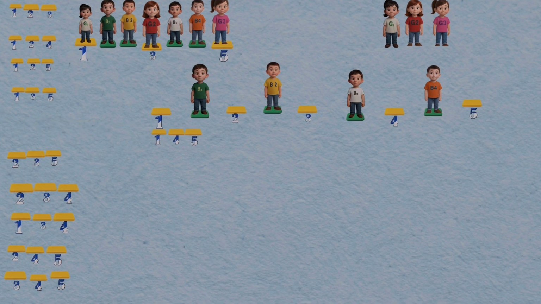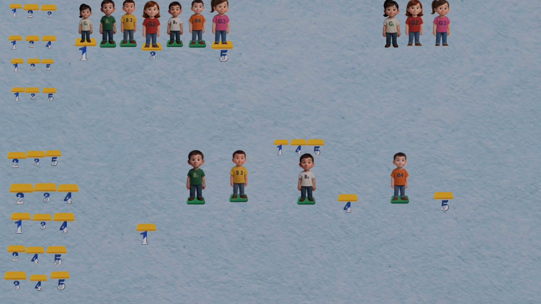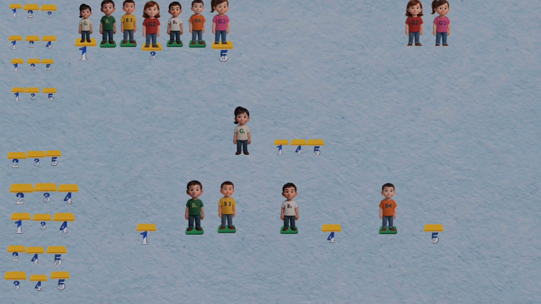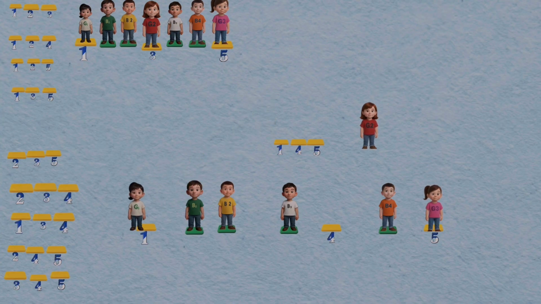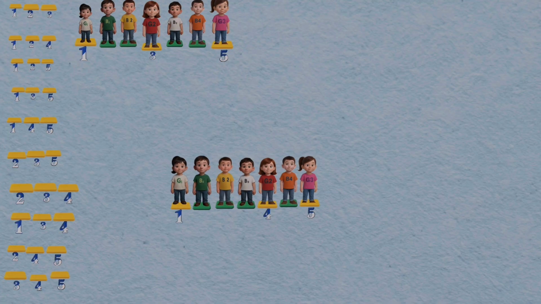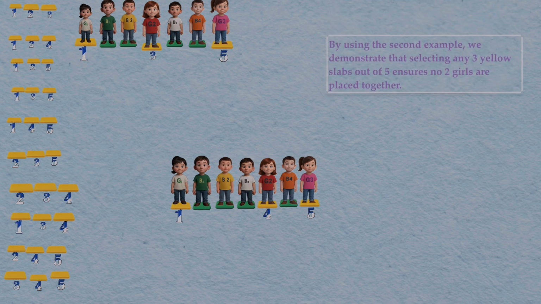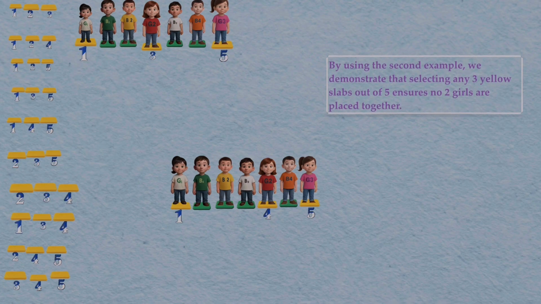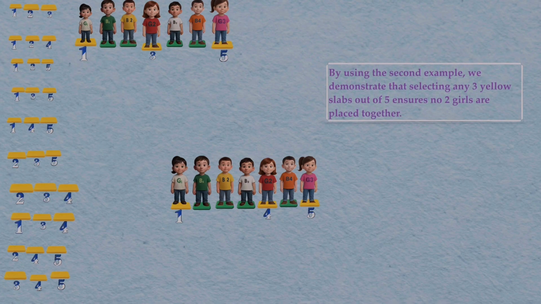Now, let's observe the second example with the yellow slabs 1, 4, and 5. In this case, we will discard the unselected slabs 2 and 3 and then accommodate the 3 girls. This way, by taking the second example also, we justify that the process of selecting any 3 yellow slabs out of 5 indeed results in a selection where no 2 girls are together.